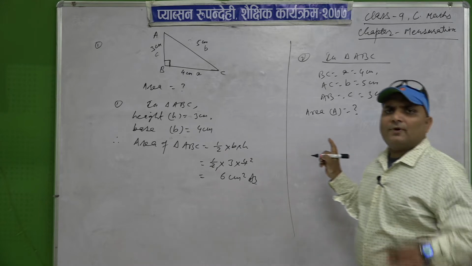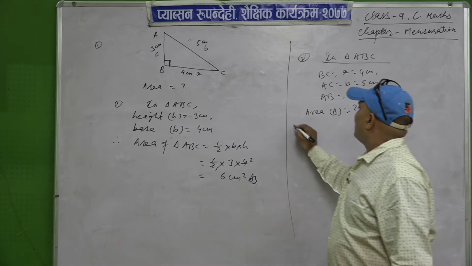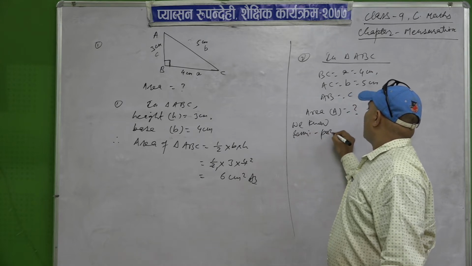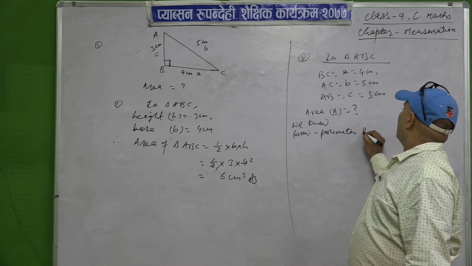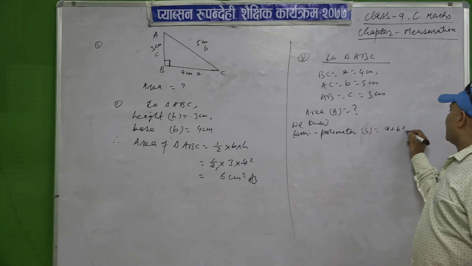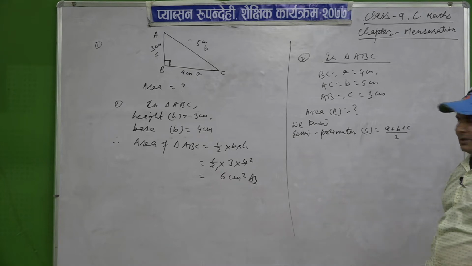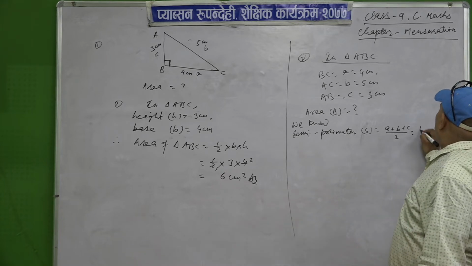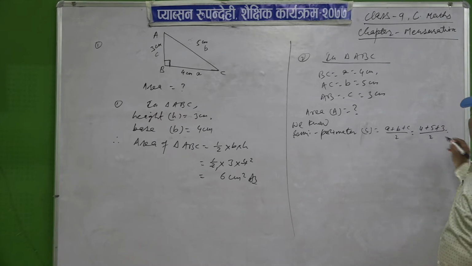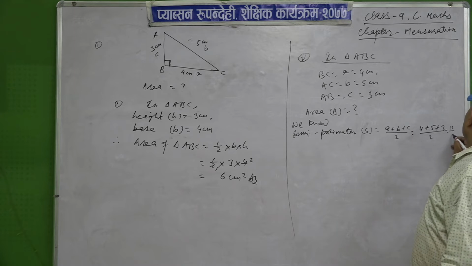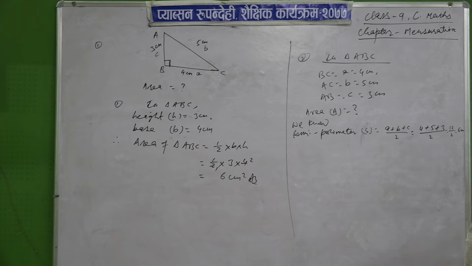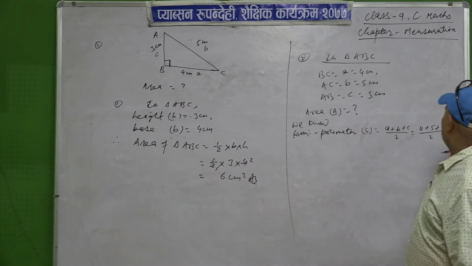Before finding the area, we should find out the semi perimeter of the triangle. We know semi perimeter S is equal to A plus B plus C divided by 2. That is 4 plus 5 plus 3 upon 2, which is 12 upon 2, that is 6 centimeter. The semi perimeter has come 6 centimeter.